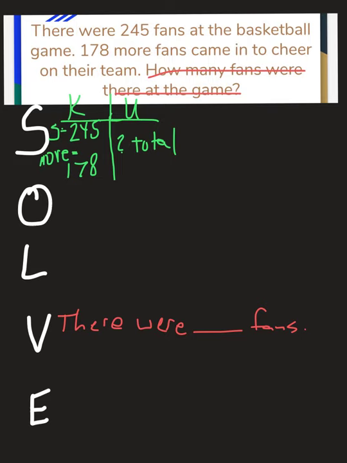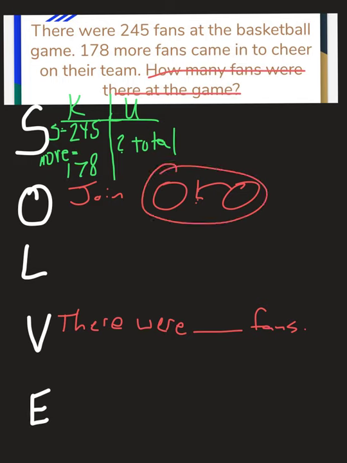So now let's just go ahead and think. It's not like a part whole. We don't have a set of fans in one section and a set of fans in another section. We started with a certain amount of fans, and then more fans came in. So this would be a join problem, because we've got a set and another amount came in to make a bigger set in a sense.